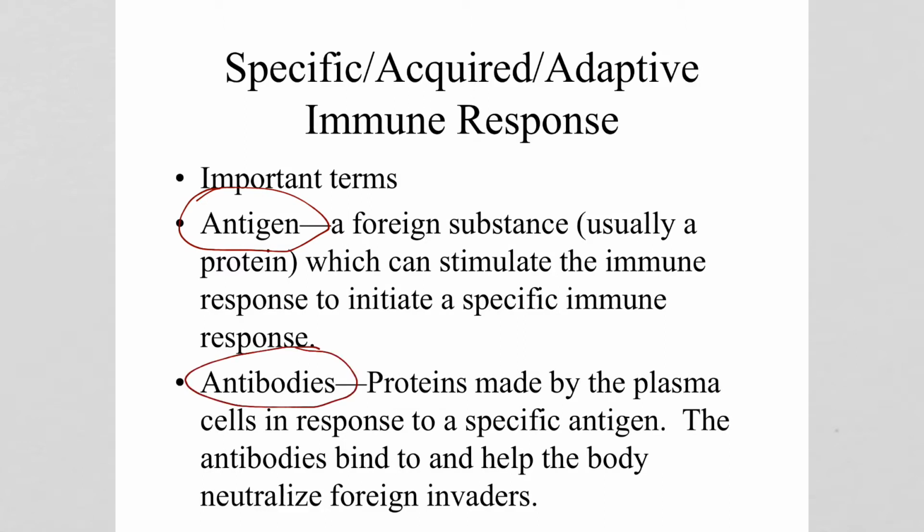Antibodies are proteins made by cells in your own body called plasma cells, and they're made in response to a very specific antigen. The antibodies will bind to that antigen and help the body neutralize it and get rid of it in one way or another.